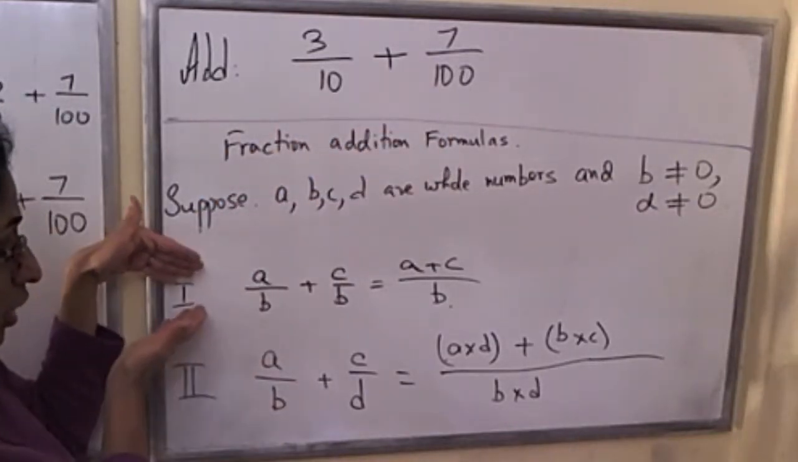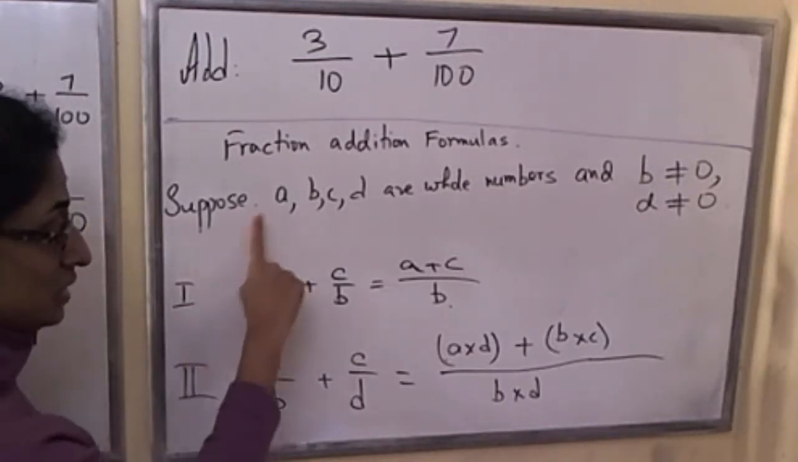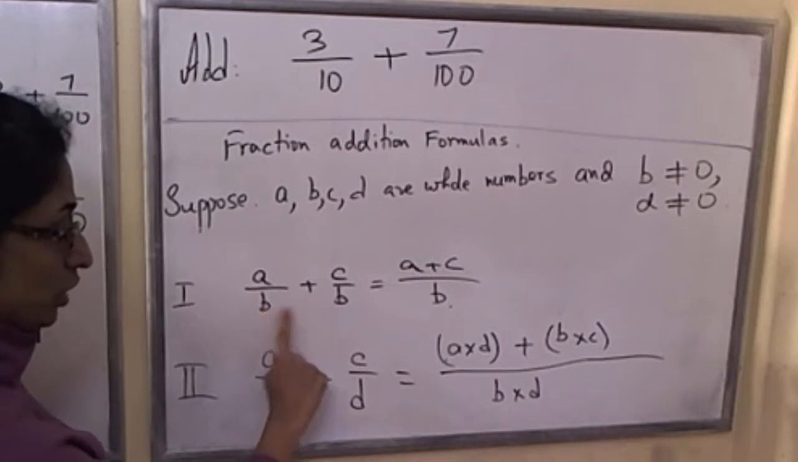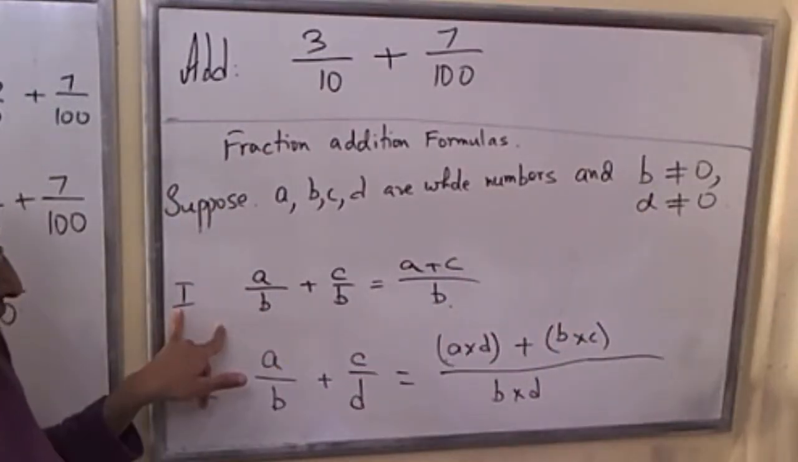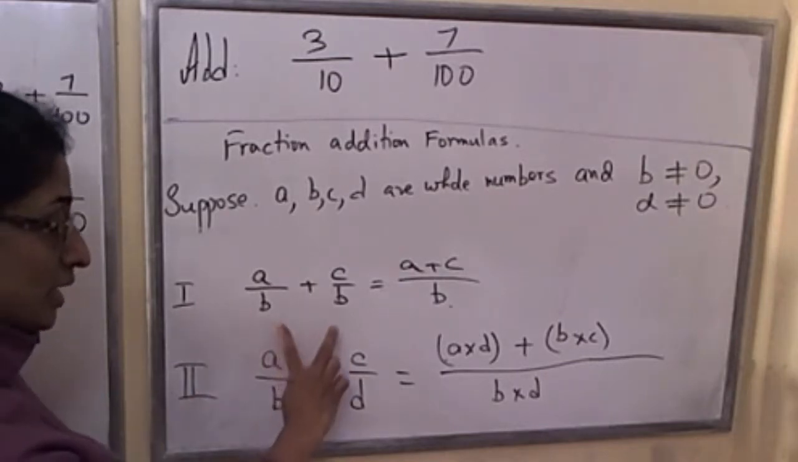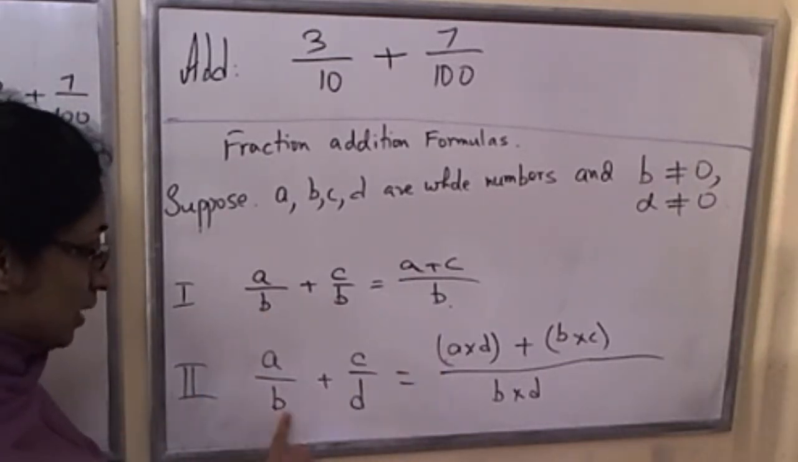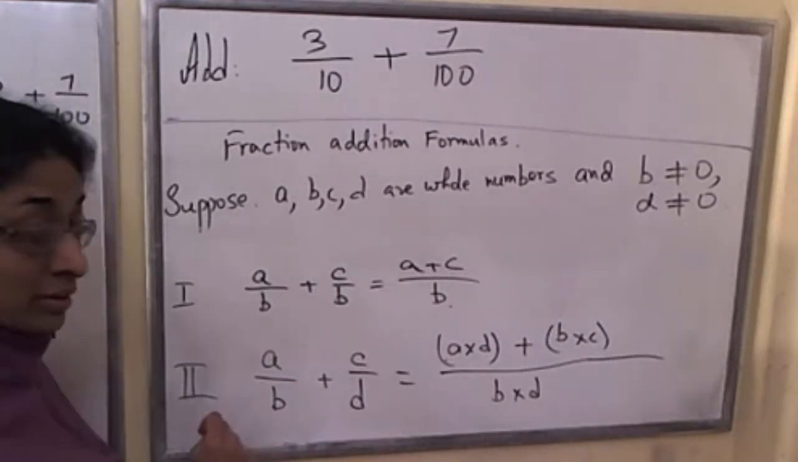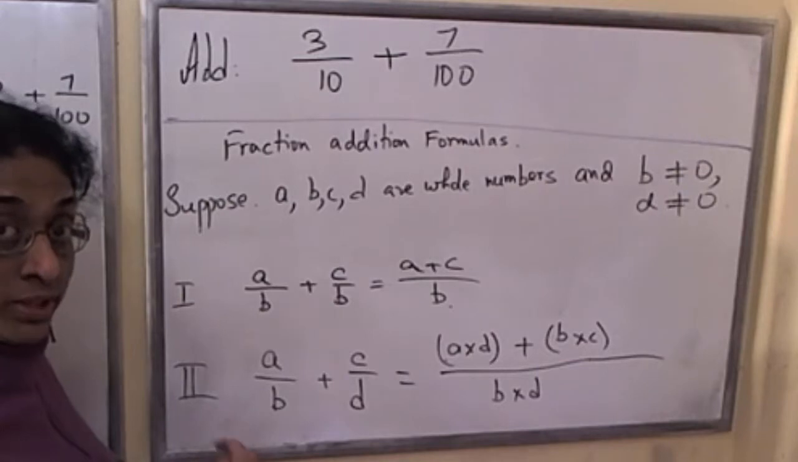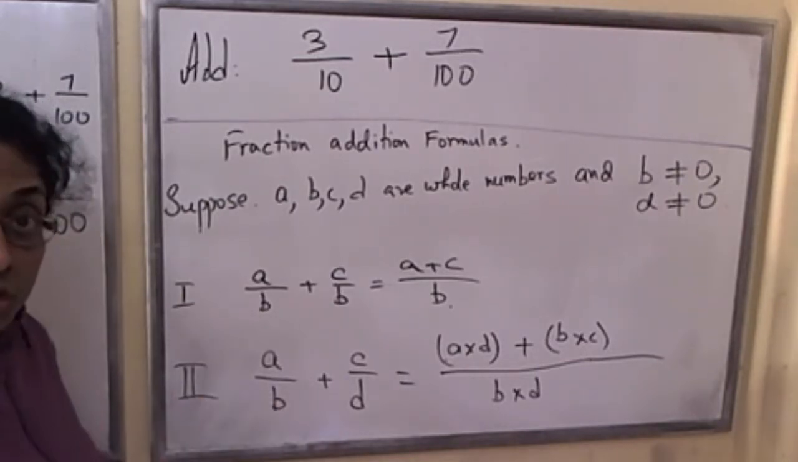And you will recall these two fraction addition formulas. Here A, B, C, D are whole numbers, and we do not want the denominators to be 0. That's what that one specifies. This first addition formula tells us how to add two fractions with the same denominator, and this one tells us how to add fractions with different denominators. The fundamental fact about equivalent fractions was used to derive this addition formula.